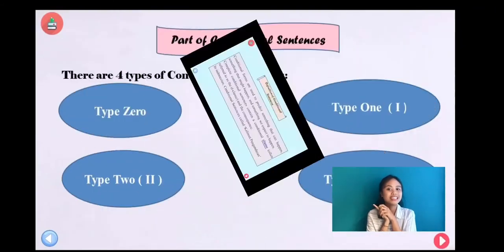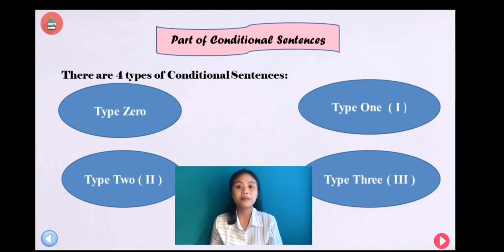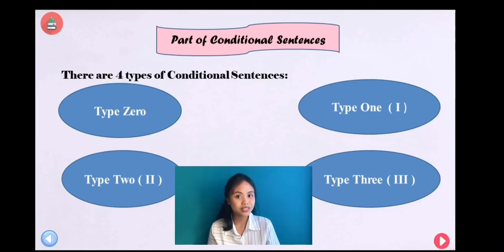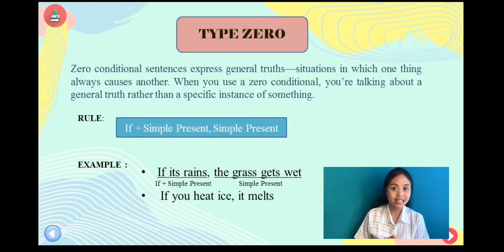Let's move on to the second chapter. In the second chapter, we are gonna talk about the parts of the conditional sentence. In conditional sentences, there are four types: type 0, type 1, type 2, and type 3. For the first type, we are gonna talk about type 0.